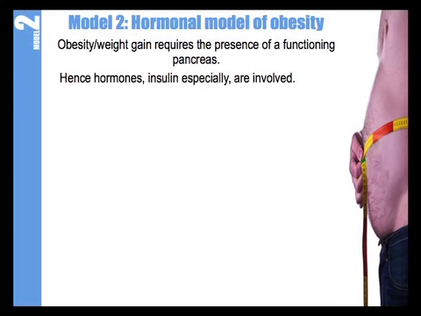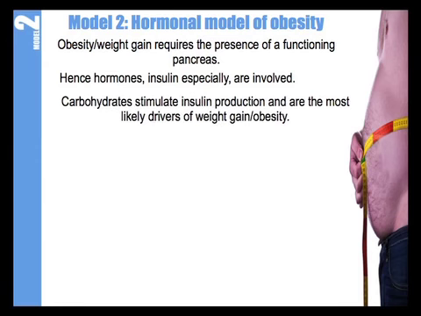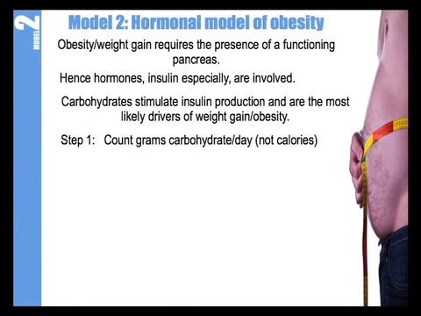So hormones, insulin especially, are involved, and carbohydrates specifically stimulate insulin production and are the most likely drivers of weight gain, obesity. So how do you prevent obesity according to this model? Well, firstly, you count the grams of carbohydrates per day, not calories. It's the grams of carbohydrate.